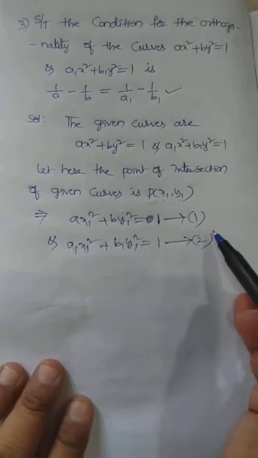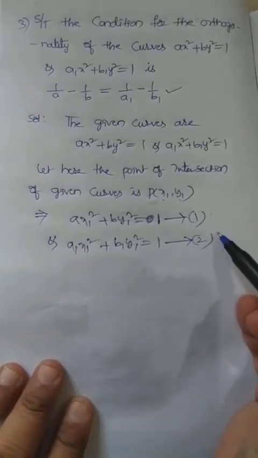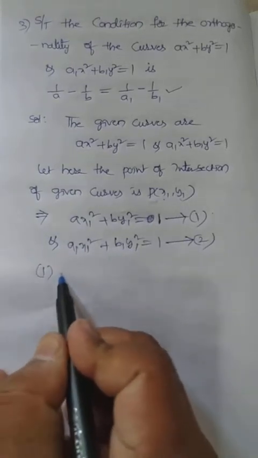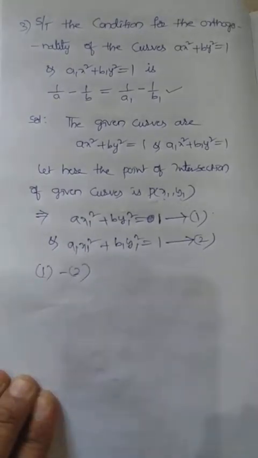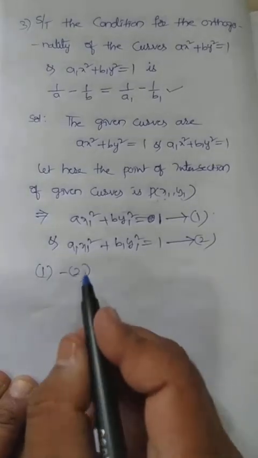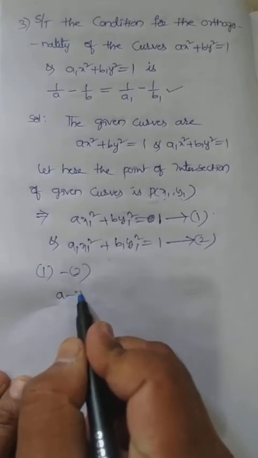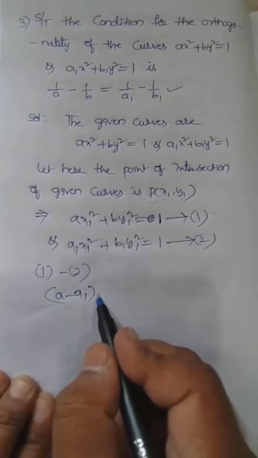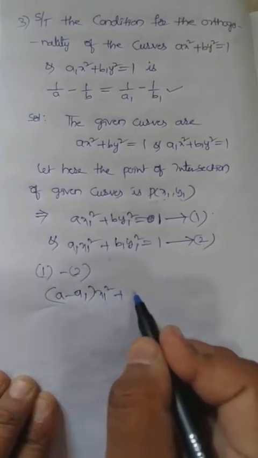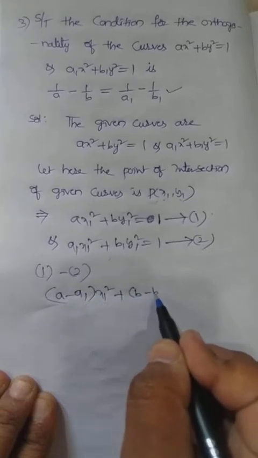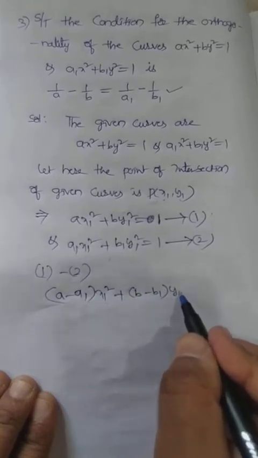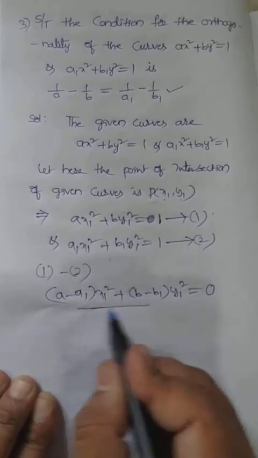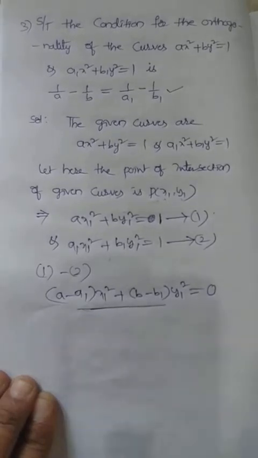So while solving these two equations, I am subtracting them, equation 1 minus equation 2. What I could get here is (a minus a1) of x1 square plus (b minus b1) of y1 square is equal to 1 minus 1, which is 0. Okay, this condition I got now.